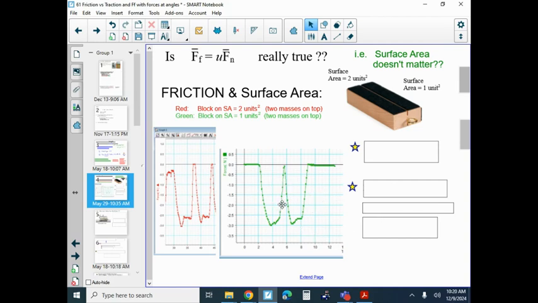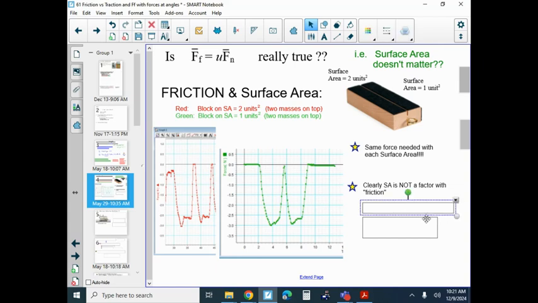The red graph is from when it was 2 square units dragging on the table, and the green was when it was on edge with only the one surface area unit on there. And so it was the same force needed. It didn't matter what amount of surface area was contacting. Okay, so clearly surface area is not a factor with quote unquote friction.